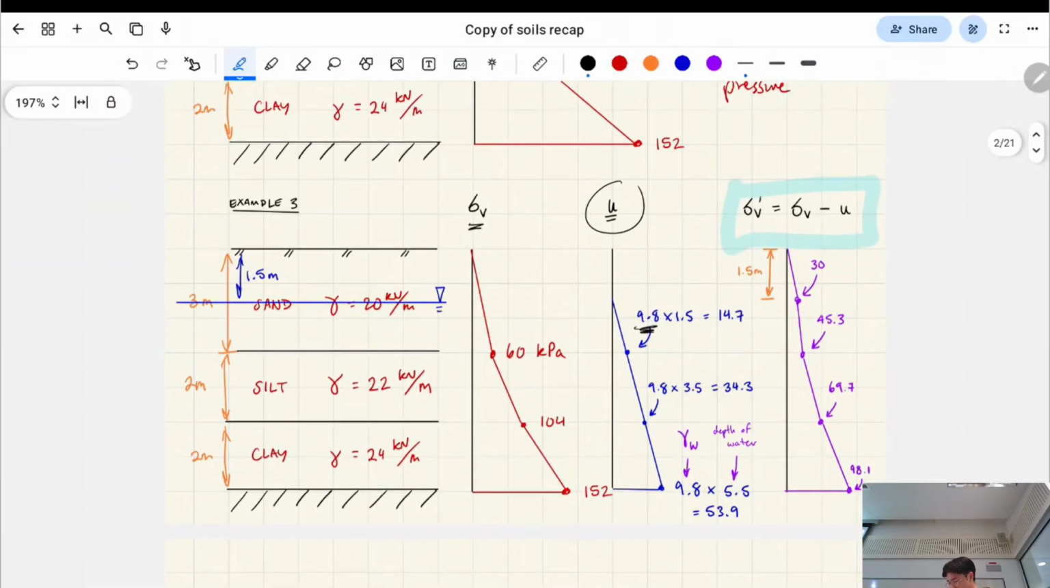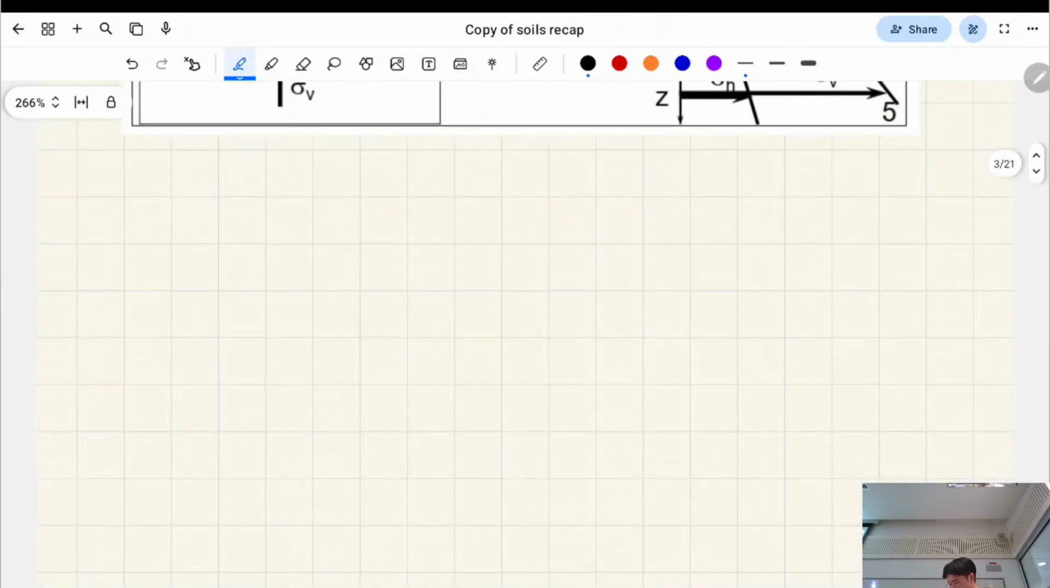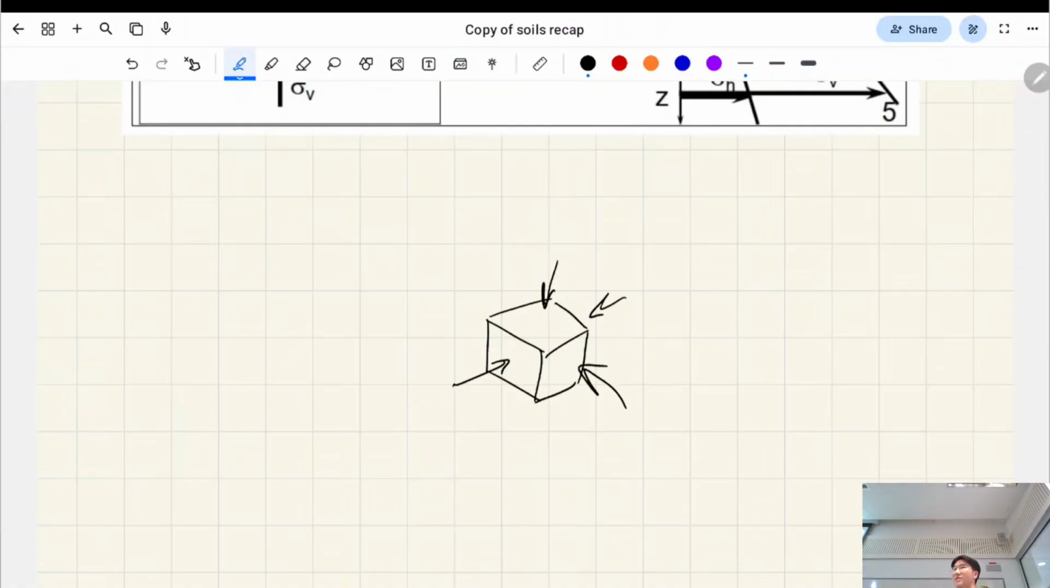Okay, so let's think about this quickly. If I have a box that's filled with air or whatever, and then I push it in, compress it from all sides, is the pressure going to increase or decrease? It's going to increase. Say that box is full of air, or it could be full of water, whatever. That's an increased pressure.